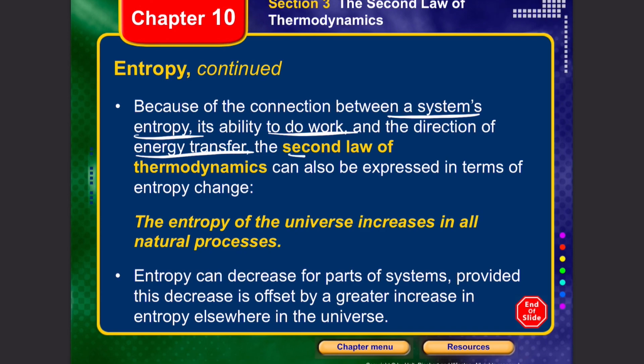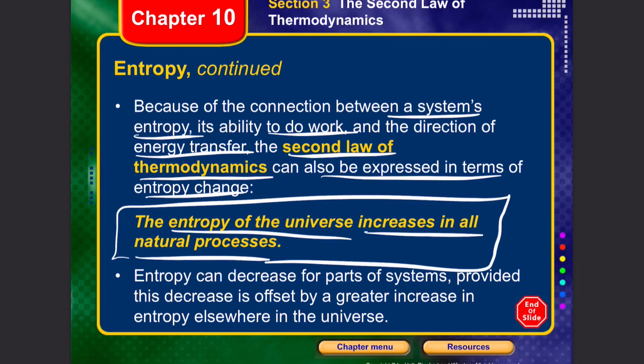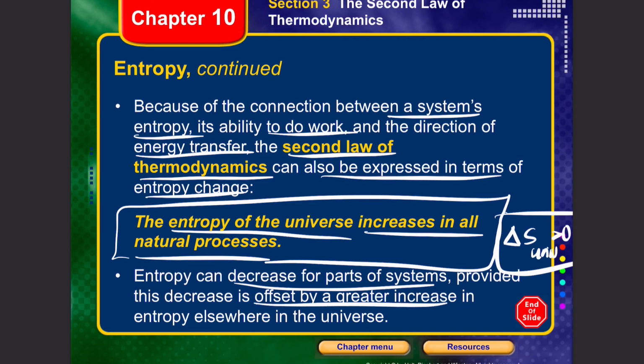Because of the connection between a system's entropy and its ability to do work, the direction of energy transfer becomes the second law of thermodynamics, which can be expressed in terms of entropy change: the entropy of the universe increases in all natural processes. So the change in the entropy of the universe is always greater than 0. Entropy can decrease for parts of the system, but it can be offset by a greater increase in the entropy elsewhere in the universe.